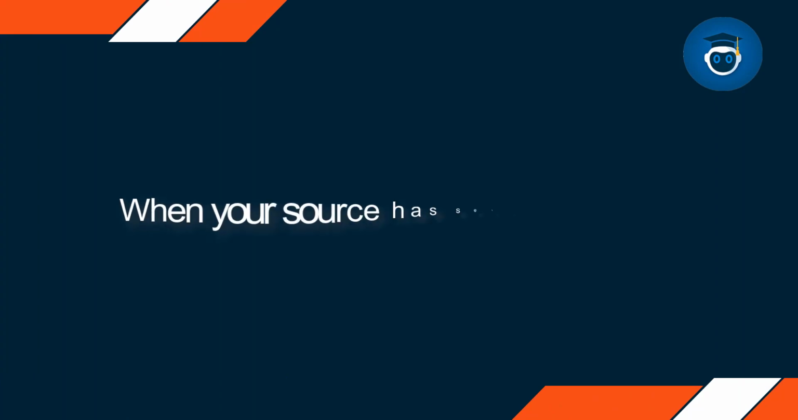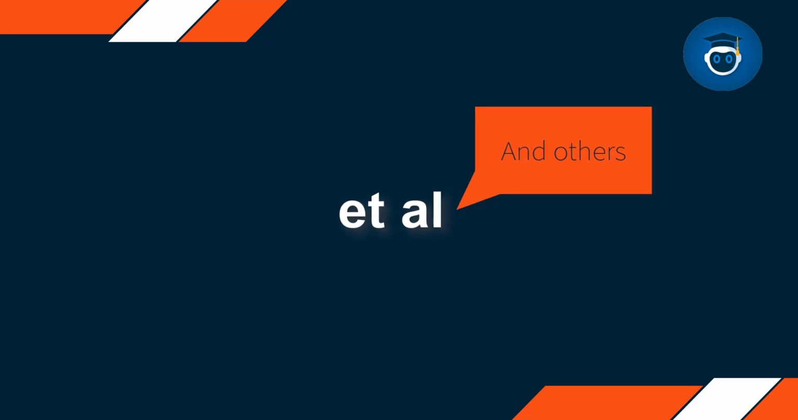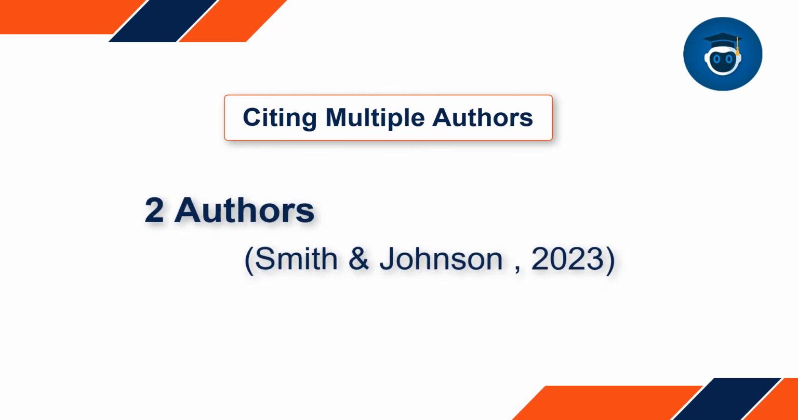When your source has several authors, include a maximum of 2 authors in the in-text citation. If there are more, use et al., meaning, and others. For a source with 2 authors, use an ampersand between them, followed by the year. In this case, it's Smith & Johnson, 2023.